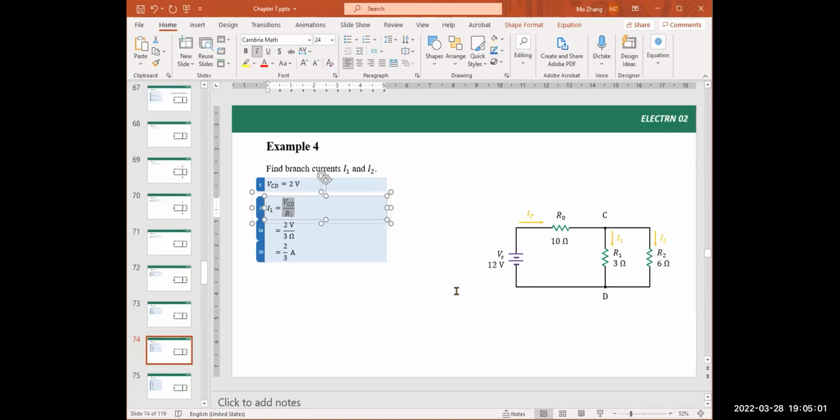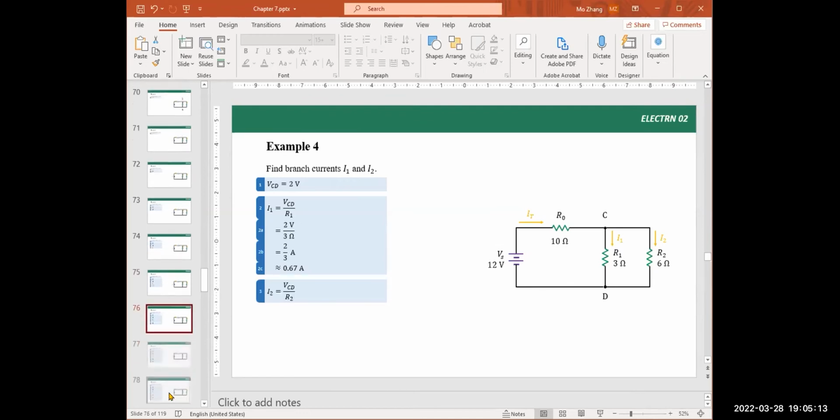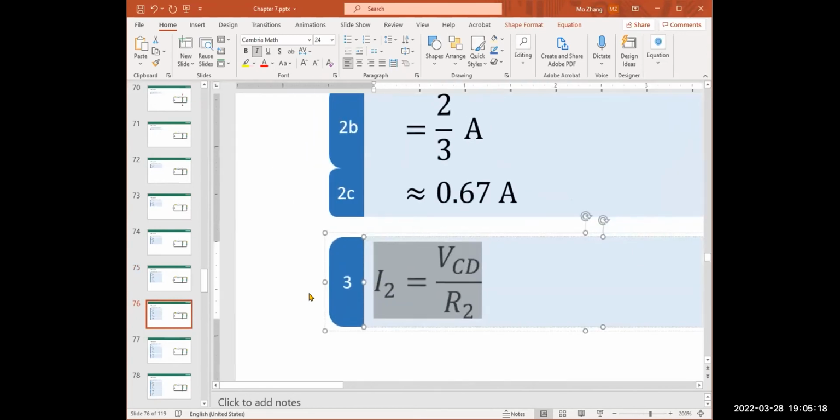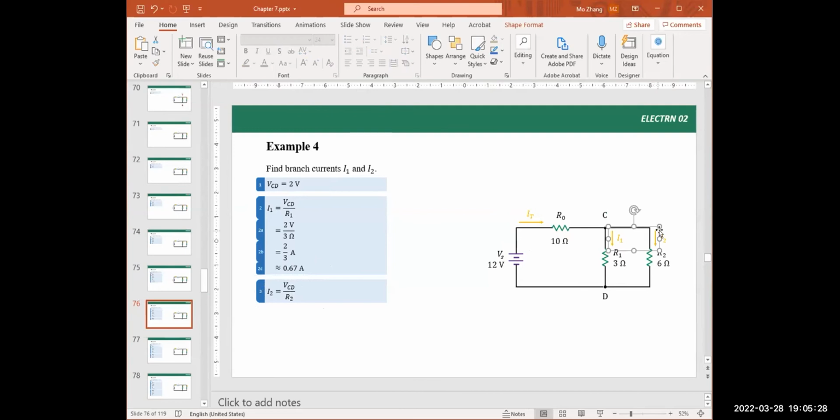Okay, so we can use a similar way, with almost the identical method, to find the current in the second branch. Second means the R2 branch. So we mainly just duplicate the steps, and we still use Ohm's law formula for finding the current. Current is I equal to voltage divided by resistance. But in this case, I is I2.